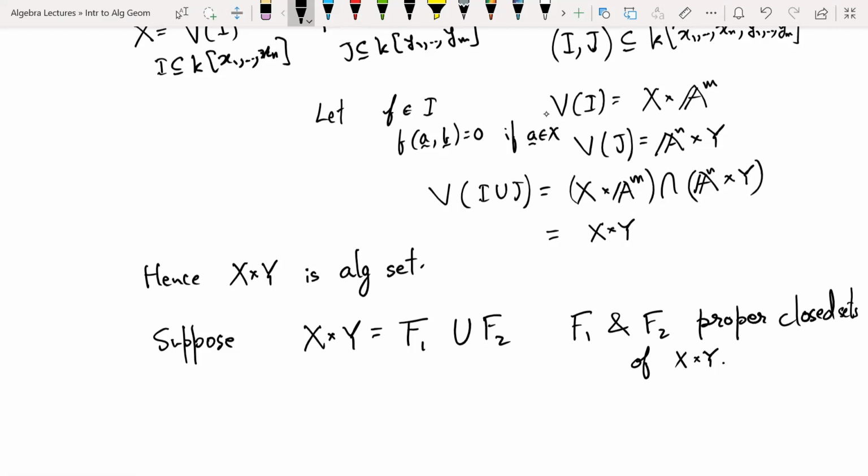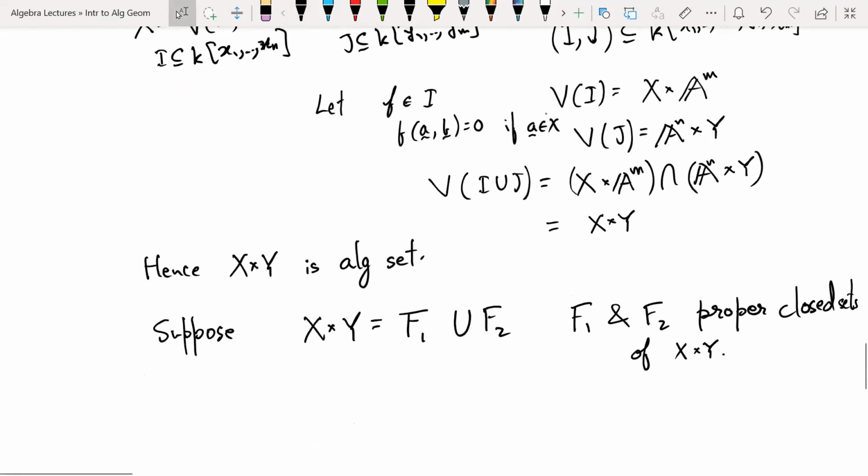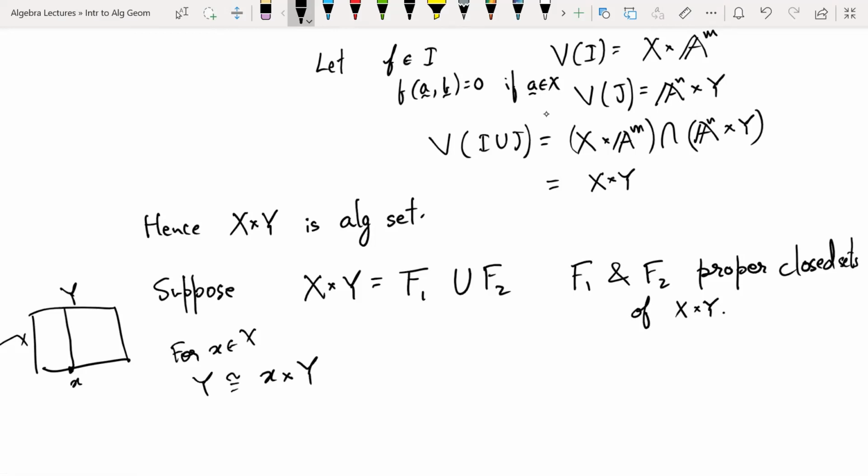So now let's look at this. F1 and F2 are in particular closed in A^(n+m) as well, because X cross Y is closed in there. So now you consider this set {x} cross Y for x in X. Maybe I'll draw some picture. So X is some thing here, and this you think of as X and this Y, and you're looking at one of these fibers. So {x} cross Y is the same as Y. It's isomorphic to Y.